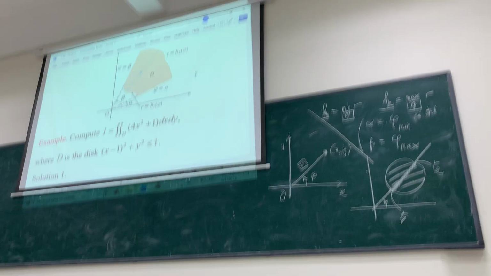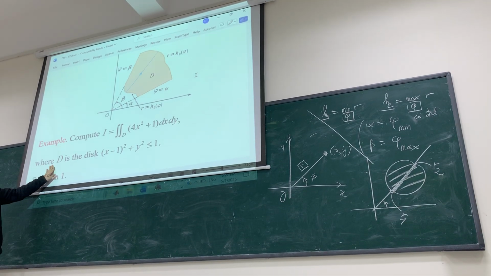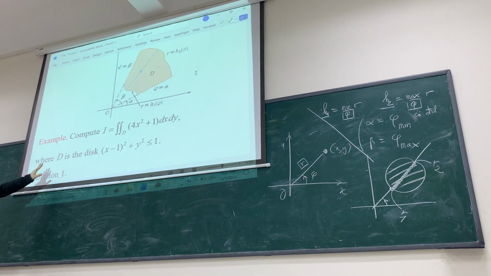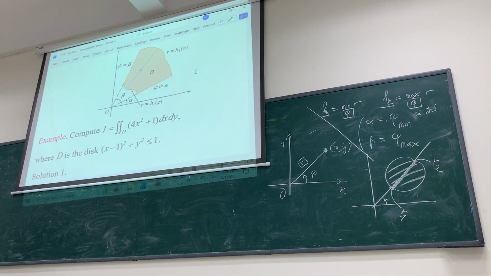Now, if we want to use the polar coordinates in such a way, I think we need to draw. We need to express the domain in the xy plane.